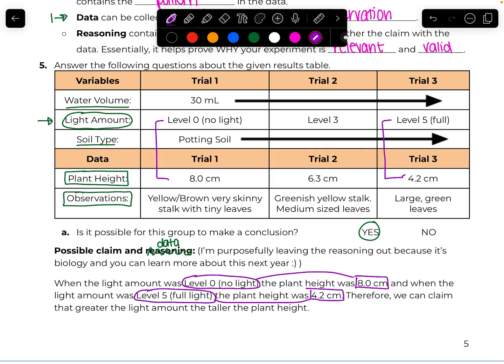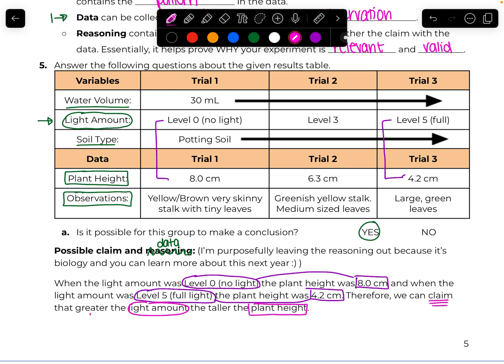Therefore, we can claim the greater the light amount, the taller the plant height. So stop and ask yourself, is this a testable statement? Does it contain an independent and a dependent variable? Does it contain a pattern? The greater the light amount was our independent variable. The taller the plant height was our dependent variable. So step 1, it does contain an independent and dependent variable. It is testable.